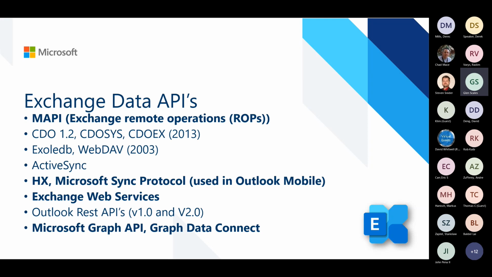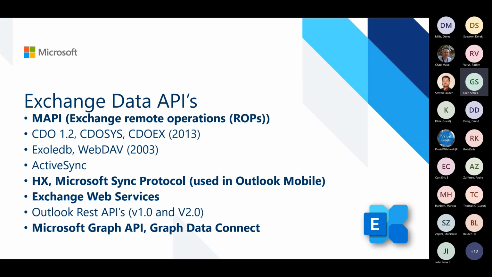Obviously, MAPI, or Exchange ROPS, which is the underlying protocol for that, is still used in the Windows desktop client. EAS, Exchange ActiveSync protocol, is used in Outlook Mobile. That protocol isn't really available to ISVs and application developers. It's something that Microsoft's keeping as a private protocol at the moment.